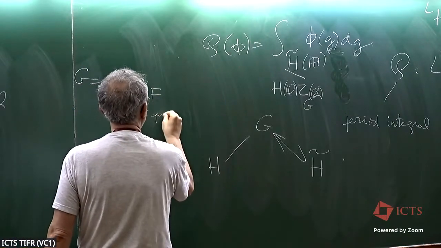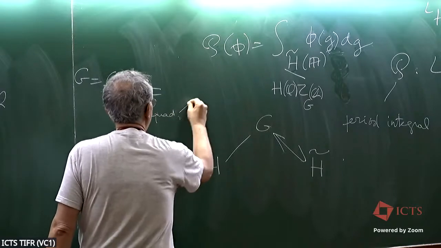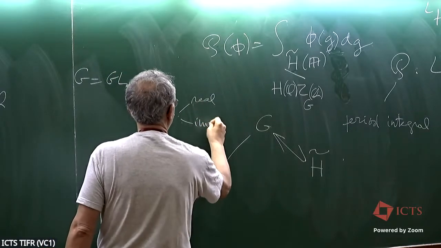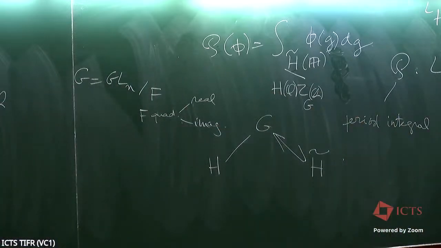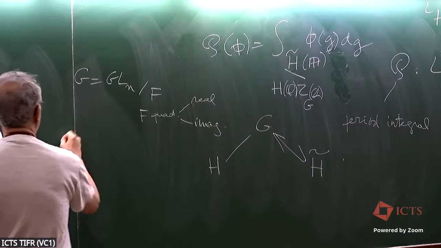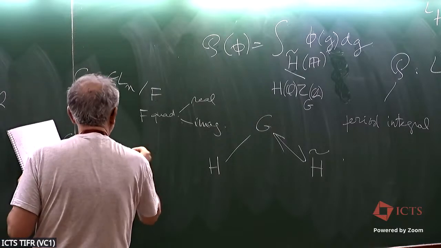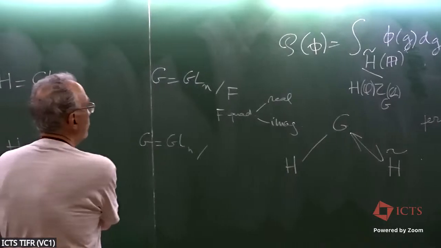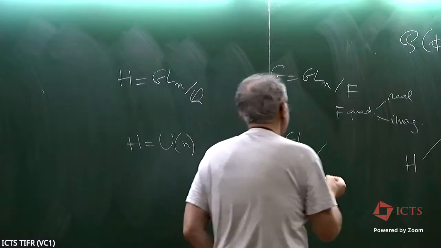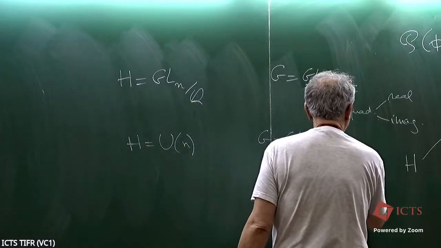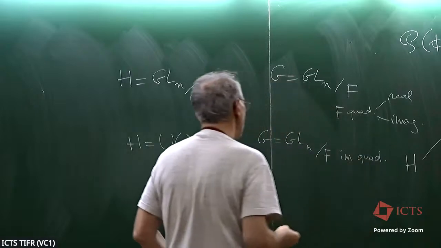F is quadratic, so real or imaginary. H is unitary, and G is GLN. Again, you have a notion of unitary over a quadratic extension, it could be real. But okay, let's say that F is imaginary quadratic. That's more to the point for us.